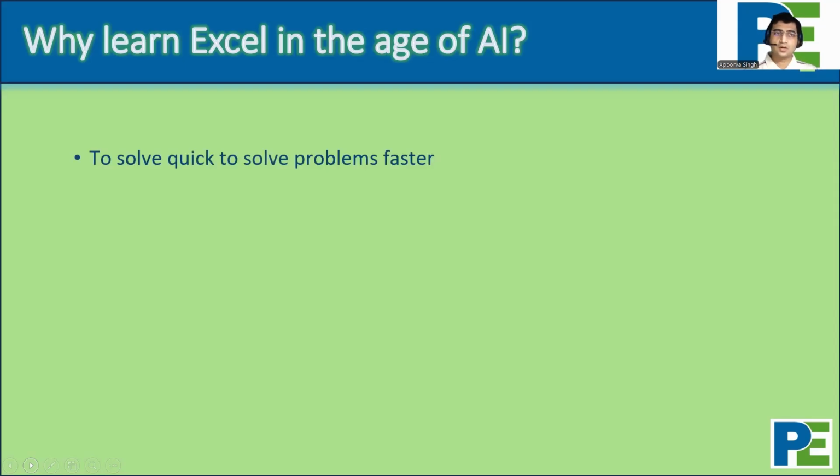The first point is to solve problems faster. Well, you might know in generative AI, you have to give a prompt. But if something is as simple as just pressing three or four keys, then why would you need to type three or four sentences to do the same thing, right? So if you know Excel, you would be able to do things which would take AI, let's suppose, 30 seconds, in just 3 to 4 seconds.